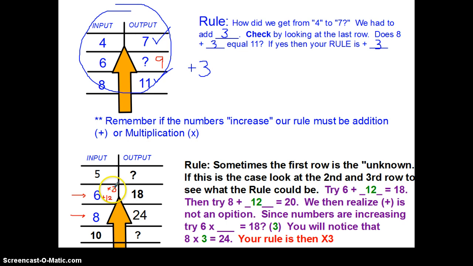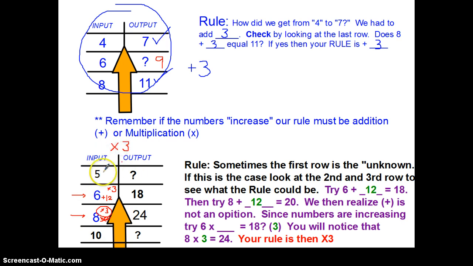I'm going to try both of these rules with 8 and 24 and see if they work. Okay, can I do 8 times 3 and get 24? Yep, that's a true statement. But I'm going to go ahead and check 12. 8 plus 12, would that give me 24? No, it wouldn't. 8 plus 12 gives me 20, so that one wouldn't work. So I know for this input-output box, my rule has to be times 3.